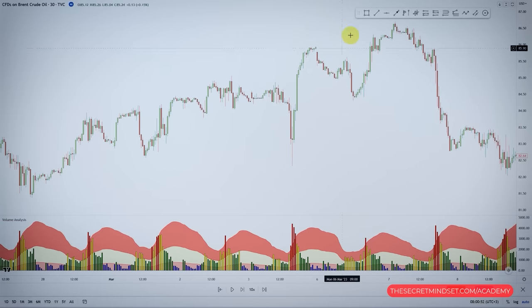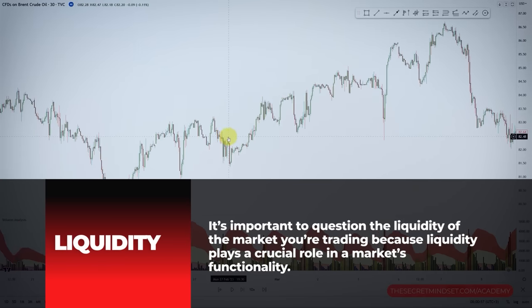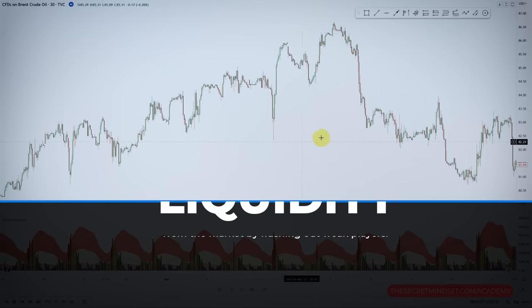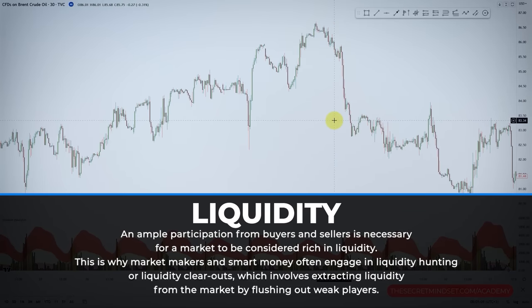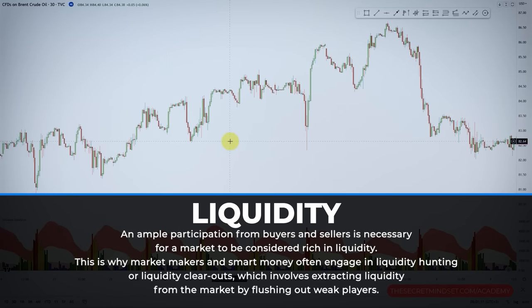In the world of smart money, it's important to question the liquidity of the market you're trading. Whether you're trading the Euro-USD or Bitcoin or Amazon, liquidity plays a crucial role in a market's functionality. In fact, ample participation from buyers and sellers is necessary for a market to be considered rich in liquidity. And this is why market makers and smart money often engage in liquidity hunting or liquidity clearouts, which involves extracting liquidity from the market by flushing out weak players.